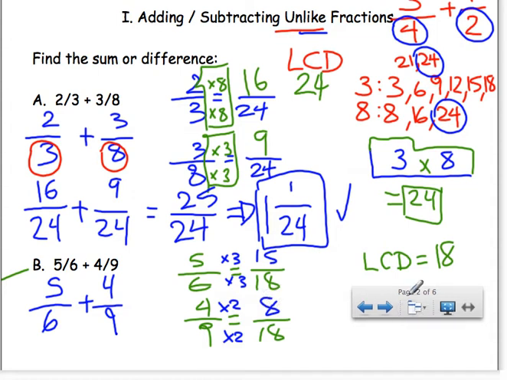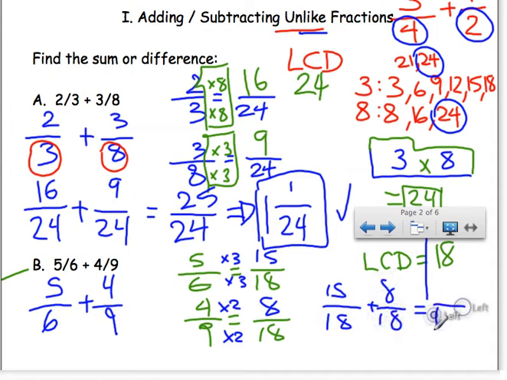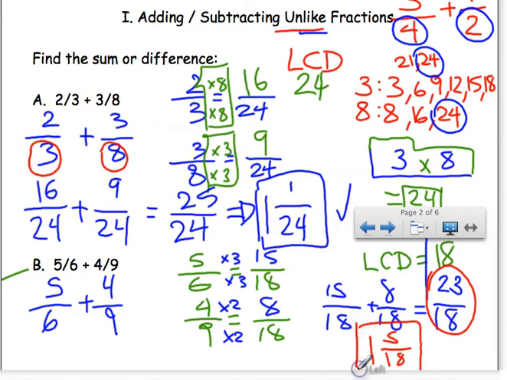If you added those things together, I'm going to do that over here so you can see. 15/18 plus 8/18. They're now like fractions, so it's going to be out of 18. And 15 plus 8 is 23/18. Again, you have an improper fraction. So if you turn this into a mixed number, this would be the same thing as 1 and 5/18. There's a lot of fraction skills involved. If you got 1 and 5/18, good job. Give yourself a check on your paper.